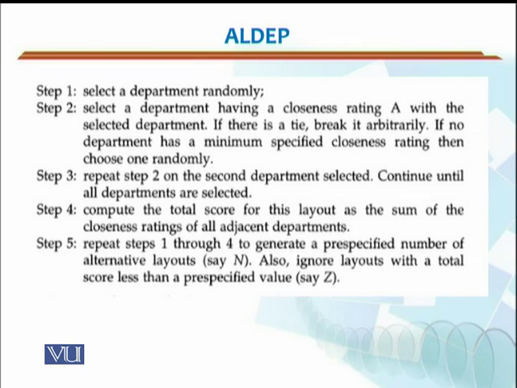It is an enumerative process, which is why the algorithm is being developed. We cannot do it by hand because we would have n number of alternative layouts with us. So also ignore layouts with a total score that is less than a pre-specified value, let's say Z. So the higher the score, the better. In LDEP, we will select the layout which has the highest score, but we need to compare. So it's a comparison of different alternative layouts.